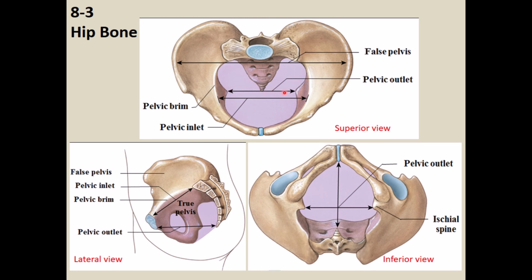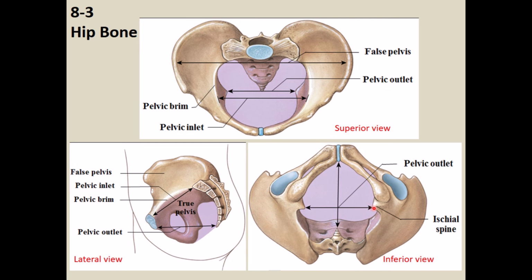And this is the pelvic outlet. So this area is the outlet because the body of the fetus is leaving the uterus. So this is why it's called the pelvic outlet. Okay, so the pelvic outlet is located between the pubic symphysis and the coccyx. Also between the two ischial spines.